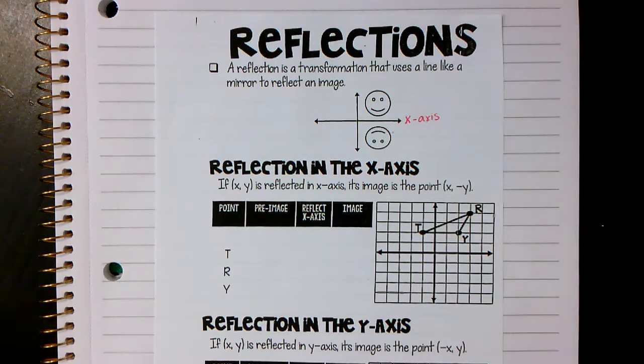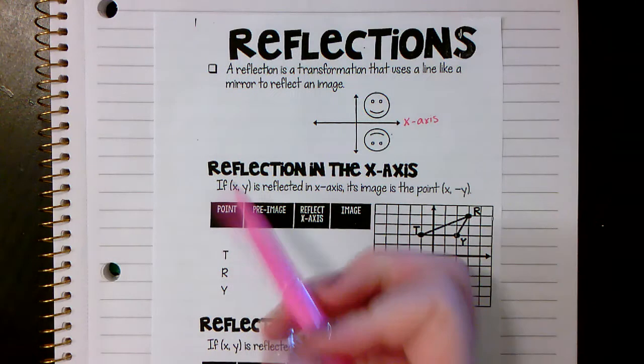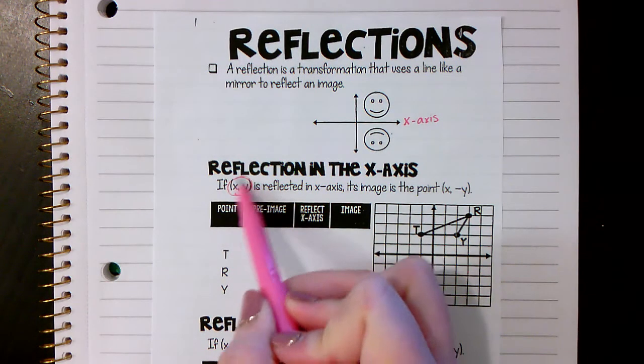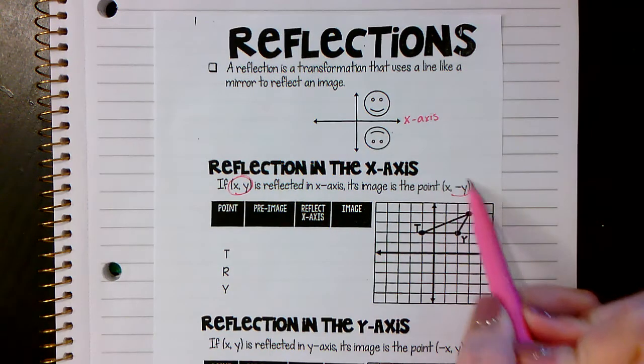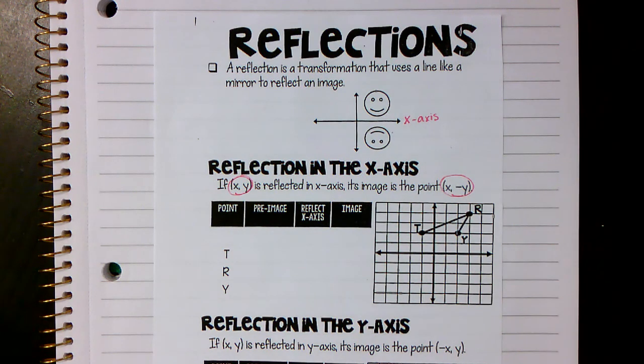In our previous notes, the smiley face had moved. It was still facing up and we had slid it across. And this time we have flipped it. So if it is reflected over the x-axis, all of the points that you have originally, you're going to change them to (x, negative y). So you're basically changing the sign of that y value.